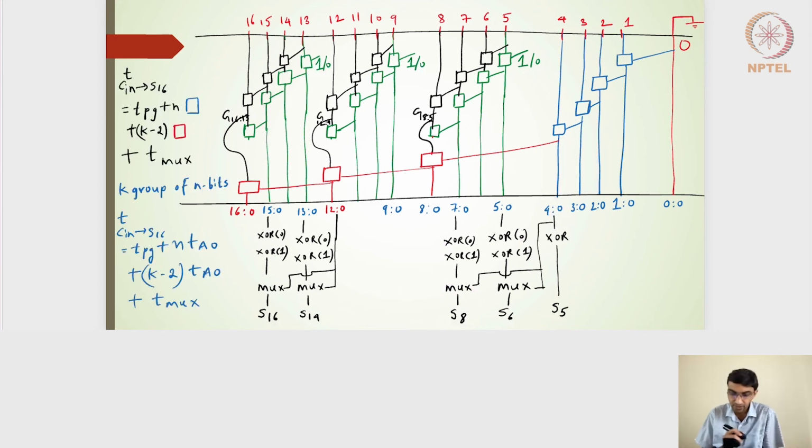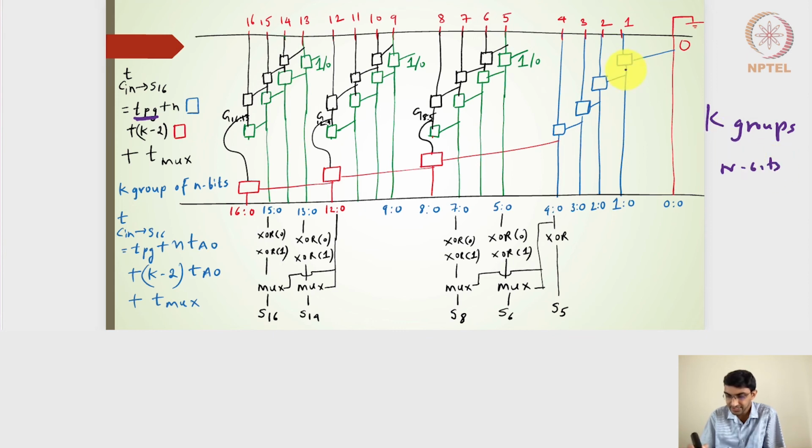Now, what should be the delay of this? The delay of this is anyways the first stage, the bit level propagate and generate signals. The last level is a little bit different from that of the previous case. So this TPG is nothing but the bit level, and it takes in n bits in this particular case. So we will have k groups. Each group is of n bits.